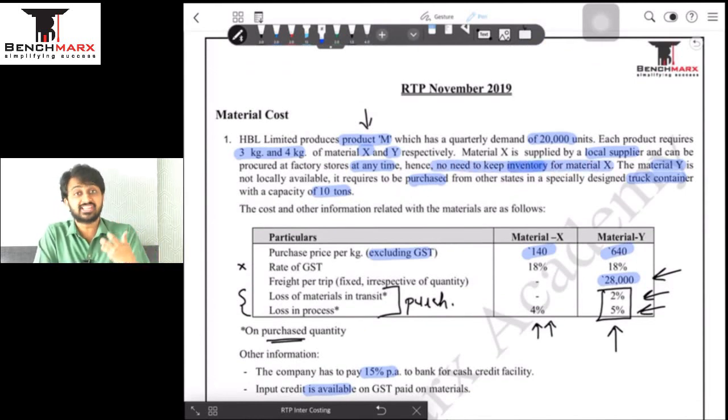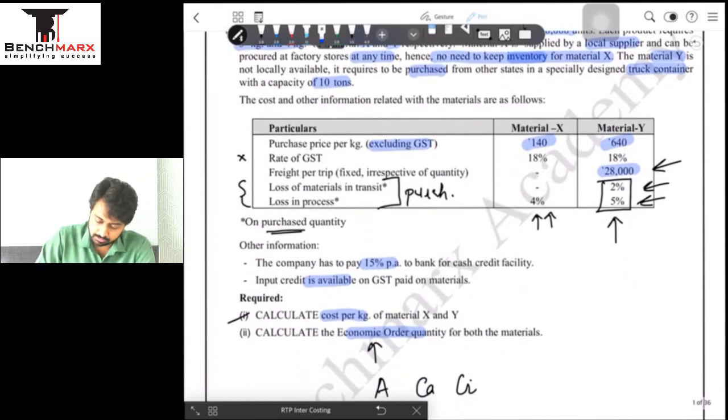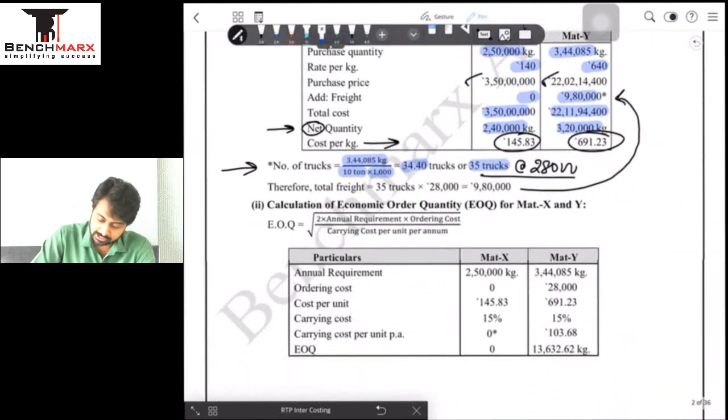अगर X का inventory चाहिए ही नहीं, so there will be no cost of CI for material X. Which means CI will only come for material Y, and CI depends on the purchase price, and the purchase price is what we have just found in the previous part. So one more reason why we require the purchase price is for the computation of CA, CI as the case may be. ठीक है, so let us now input all these numbers in the formula. ठीक है, let's go step by step.